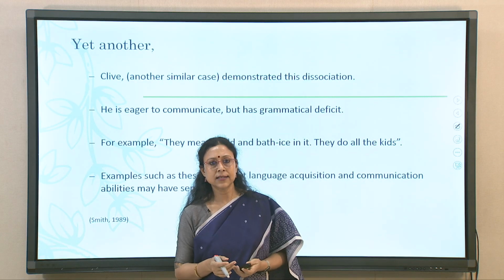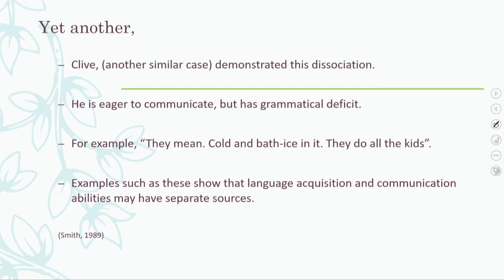And then yet another case, that of Clive, demonstrated this kind of dissociation again. He is eager to communicate, but has grammatical deficits. For example, he says, "they mean cold and bath ice in it, they do all the." The sentences have no grammar, nothing to it. So, he was eager to communicate. This is the other way around as opposed to Christopher and John, who were not able to communicate. This person wants to communicate and tries to, but the language does not quite cooperate. His grammatical abilities were deficient.